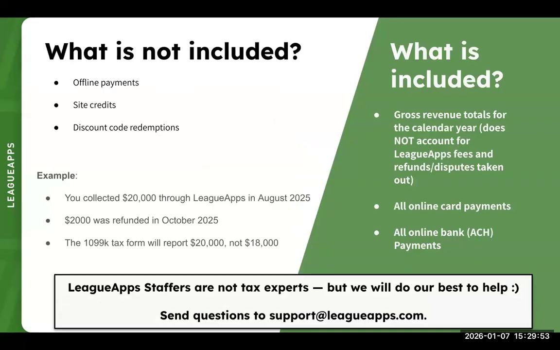And to the example, if you collect $20,000 through LeagueApps in August 2025, and $2,000 is refunded later in October, the tax form is going to say $20,000. It's not going to say $18,000. So that's what I mean by gross. It's not accounting for that refund that happened. It's only accounting for the original payments that came through.